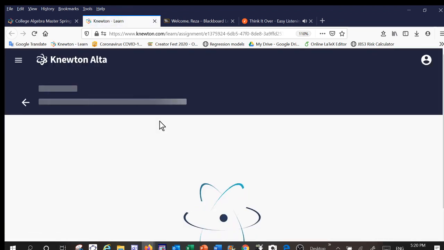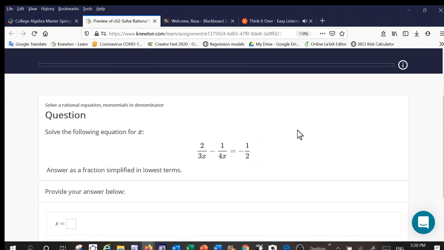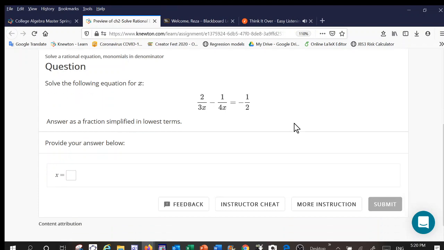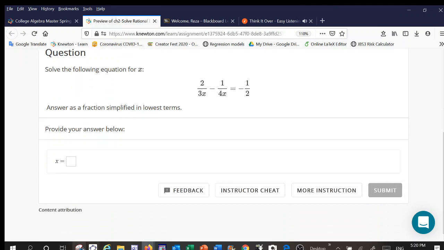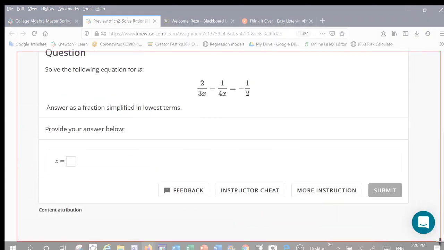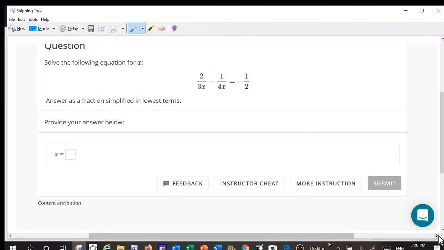Now rational equations requires us to get rid of the denominators that have variables in them, because with the denominator that has a variable, we won't be able to isolate it. So for example, in this problem, we need to get the denominators. Now how many denominators do we have? We have 3x, we have 4x, and we have 2.